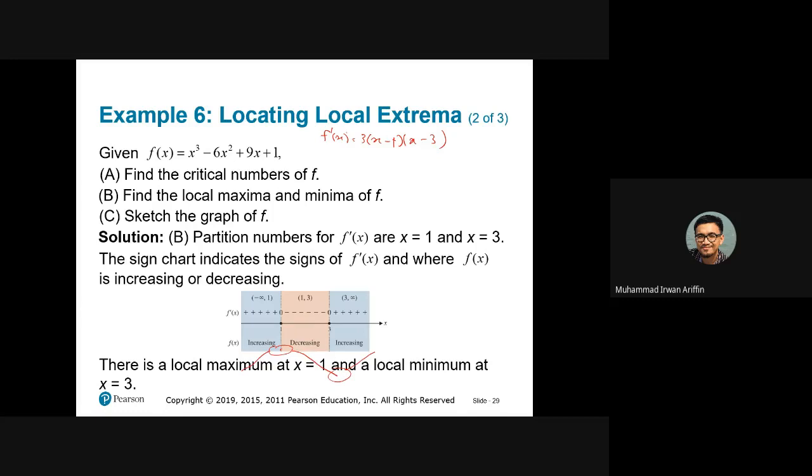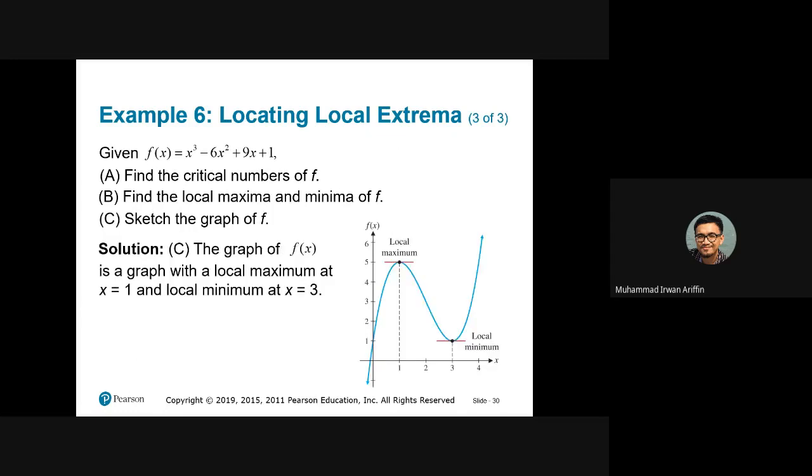So local minimum. For part C, we can draw. This information will assist you to be more confident in your drawing. You know that when x equals 1, you have a local maximum, and when x equals 3, you have a local minimum. Take note, these are local, not global. Just within this neighborhood, because we have other points that would be higher, but within this neighborhood, this would be the highest point and this would be the lowest point.